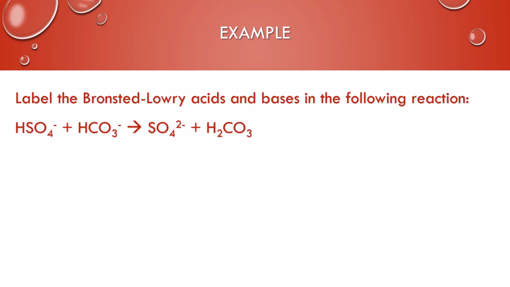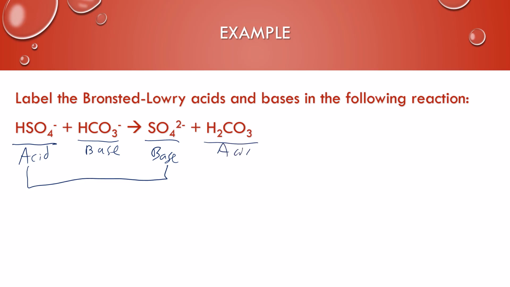Now for this example, we want to label the acids and bases in the following reaction. We need to track the hydrogens. So from this side to this side, the HSO4- loses its hydrogen. That means that it's acting as the acid, and the SO4 2-, which was left behind, is its conjugate base. So these two things are a conjugate pair. The HCO3-, from left to right, is gaining a hydrogen. So because of that, it's acting as a base, and what forms when it gains the hydrogen is the acid. And so these two things are a conjugate pair as well.